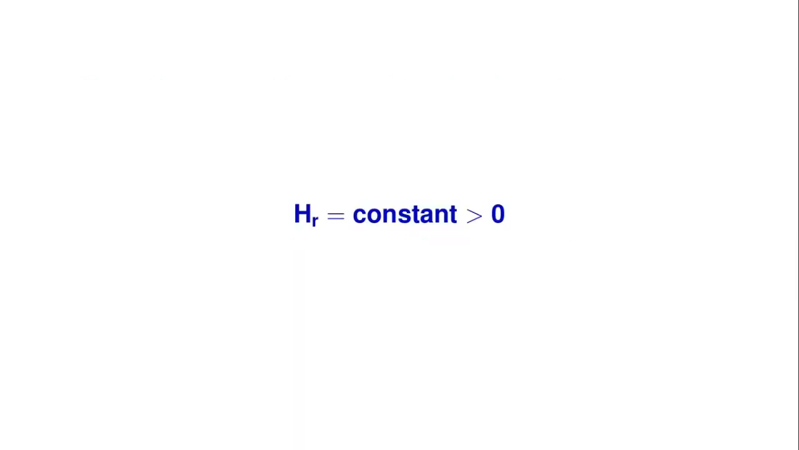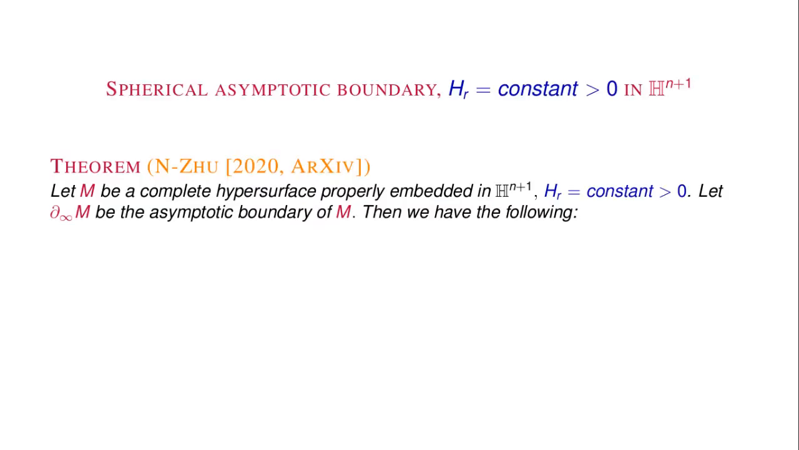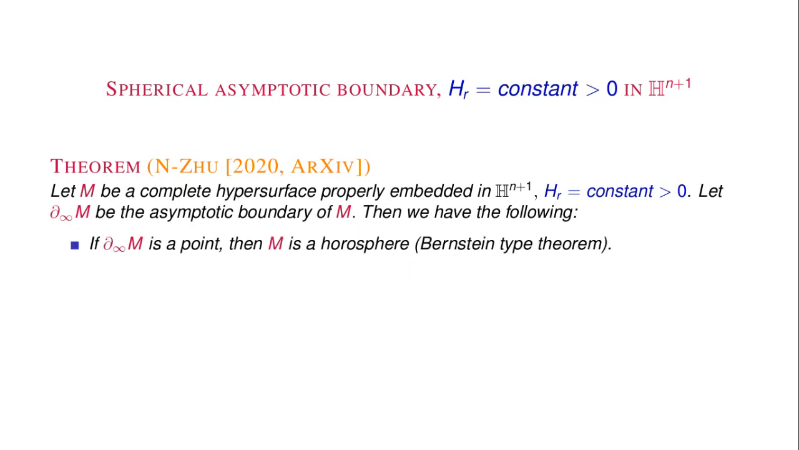Okay, so let's start with H_R equal to a positive constant on a non-compact manifold in the hyperbolic space. So let me tell you the first result, that is a Bernstein type theorem, and it is in collaboration with Zhu. Let M be a complete hypersurface properly embedded in the hyperbolic space with constant positive H_R, and consider the asymptotic boundary of M. We are in the hyperbolic space, so everything is well defined. So we have the following.